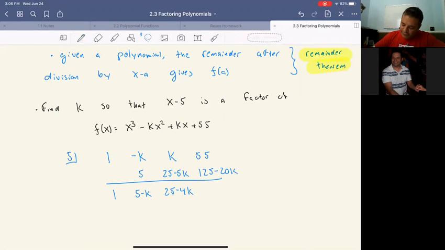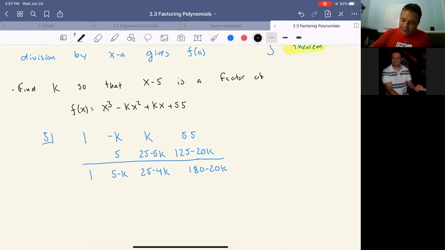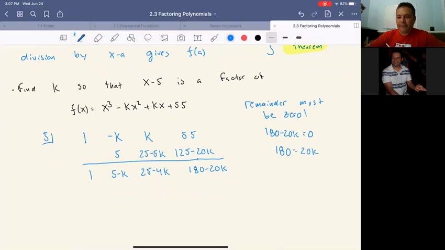All right. 55 and 125 minus 20k, so that's going to give us 180 minus 20k. Now, we're asking that this is a factor, right? So what do we need to have? Factor means we have a remainder of 0. Okay, so making the remainder equal 0, 180 minus 20k equals 0, or 180 equals 20k, k equals 9. All right, so 9 is the value that we need in order for x minus 5 to be a factor of this term.